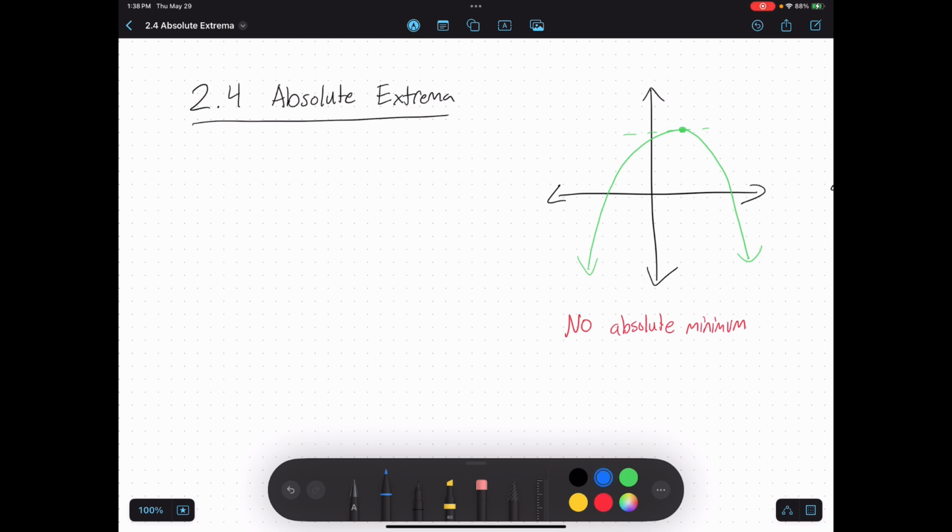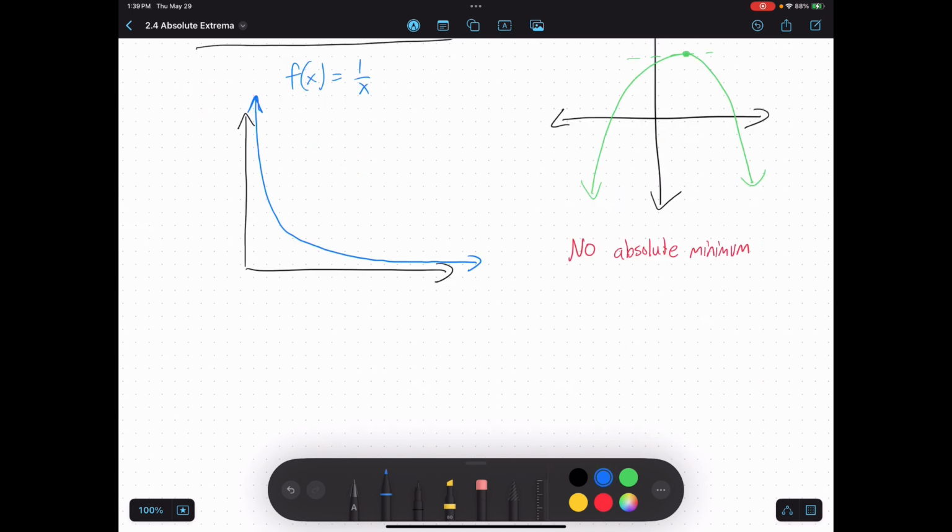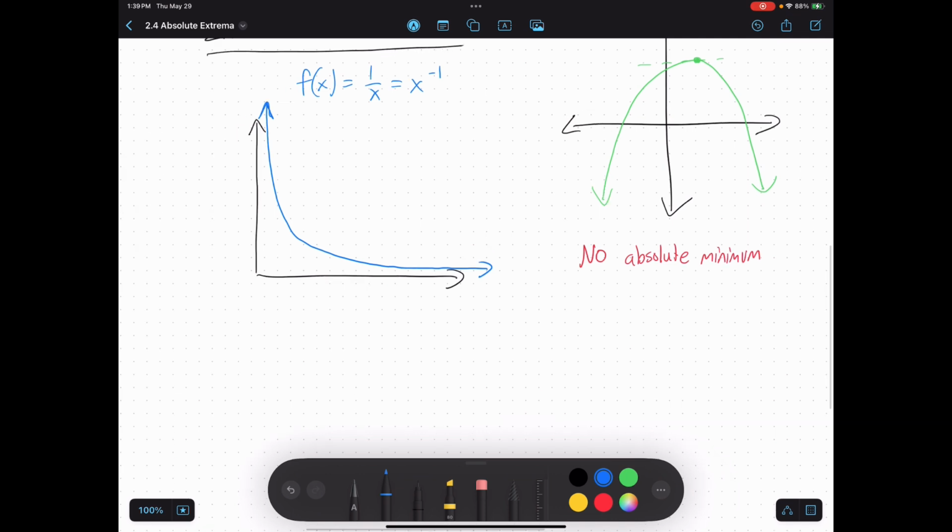Another cool example of this is the function 1 over x. 1 over x, or x to the negative 1, has a graph that looks like this, where it has a vertical asymptote at 0 and a horizontal asymptote along the x-axis. What is the absolute maximum value? There is no absolute maximum value because the function goes up to positive infinity on this side. There is no absolute highest value where there's nothing higher than it.